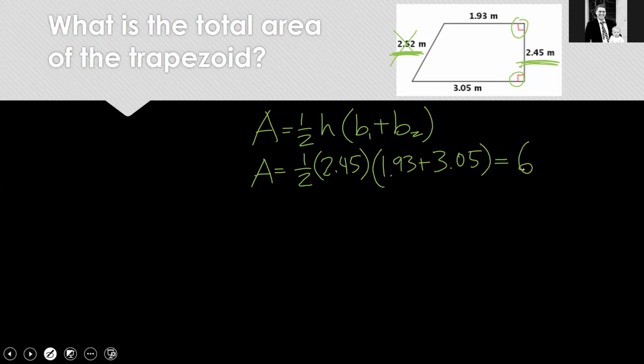We will get an area of 6.1005. And I guess I have been rounding off to the nearest hundredth, but this one actually does terminate there. It's not one of my continuing decimals, so I'm just going to leave it as that, meters squared.